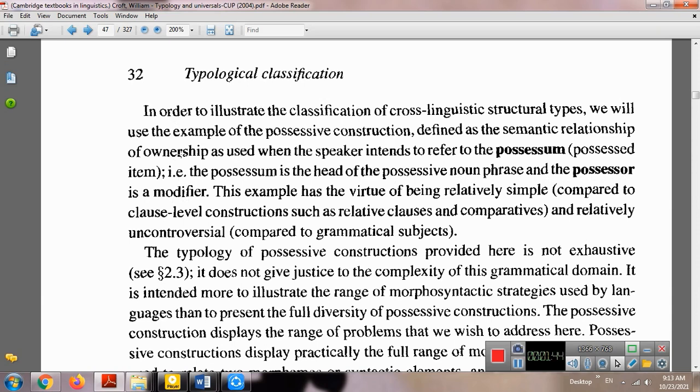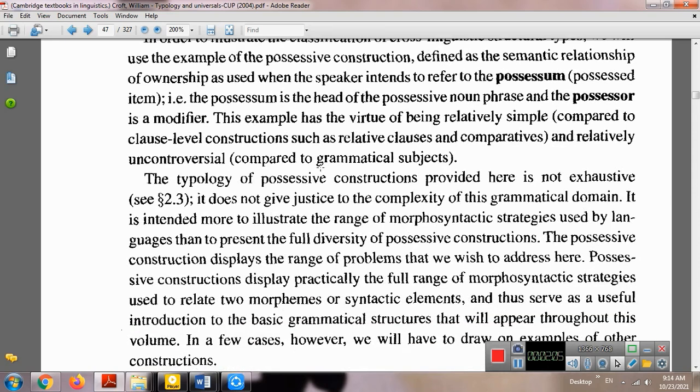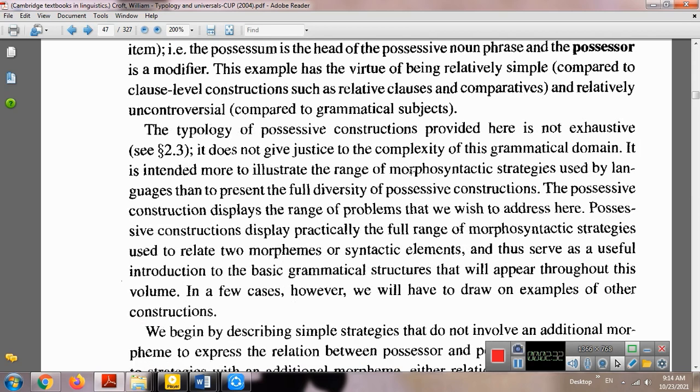Here we explain this matter through the possessive construction, and we have two parts. In a possessive construction, one of them is the possessum or possessed item, and the other one is the possessor, which different languages show in different ways. The possessum is the head of the possessive noun phrase, and the possessor is a modifier. This example has the virtue of being relatively simple compared to clause level constructions such as relative clauses and comparatives, and relatively uncontroversial compared to grammatical subjects.